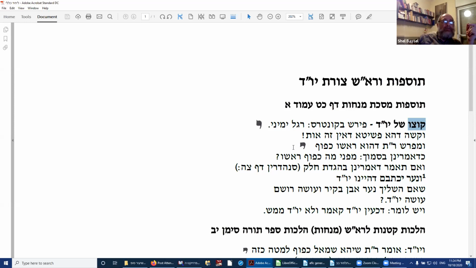So I've made a little tzura here based on Rabbeinu Tam's comment. Kedamrina b'samuch mibnei ma kafuf rosho. Like we'll say later on in the sugya, which we'll look at in a little bit. Why is the head of the Yud bent?